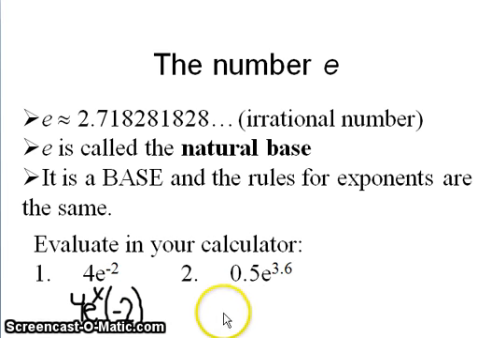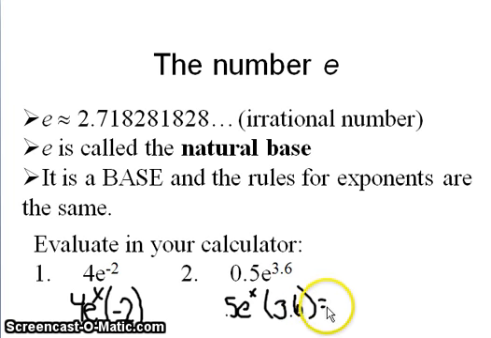Number 2 should have had your 0.5, then our e to the x with the 3.6 in parentheses. And once you typed it in, you should have approximately 18.299, which you could almost round to 0.3 if you wanted to.